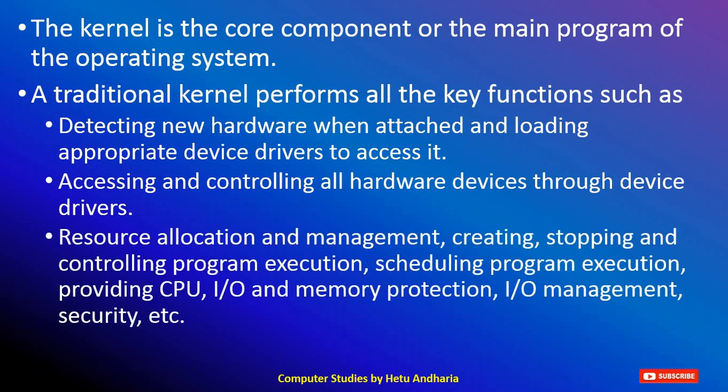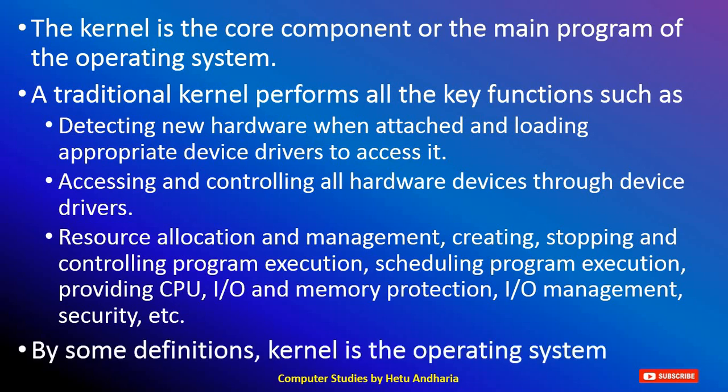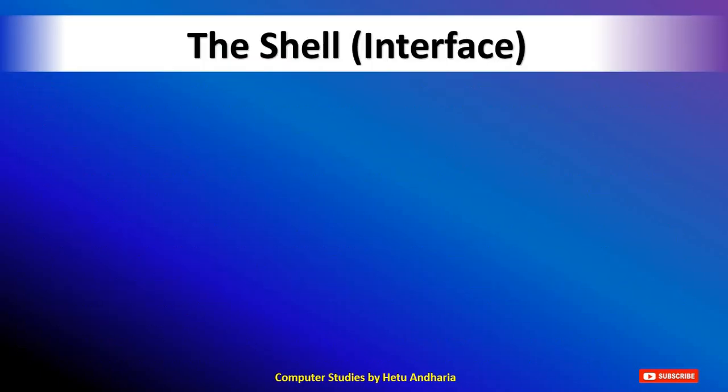Then, another main role is resource allocation and management. In the previous video, I had explained what a resource is and how to manage it, in the role of operating system, in detail. Then creating, stopping and controlling program execution, scheduling program execution, providing CPU, IO, that is input output, and memory protection. IO management, that is input output management, and security, these all are also the roles of the kernel. So by some definitions, kernel is the operating system. Actually, it is not the operating system. This is wrong in your textbook. It is the heart or the main core component of the operating system.